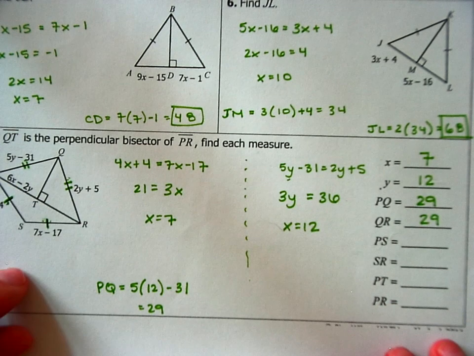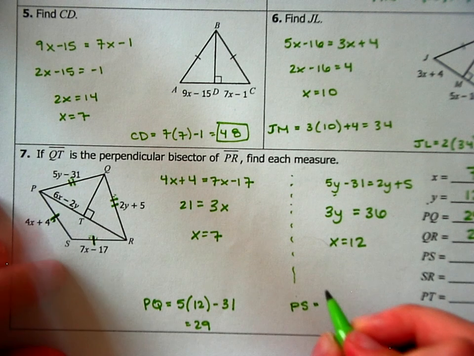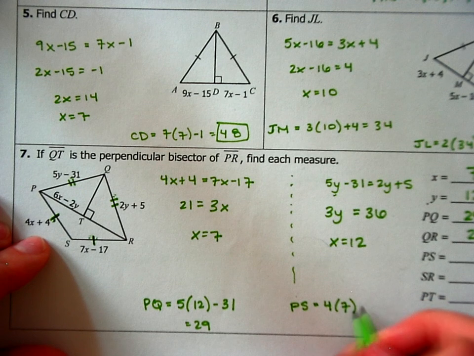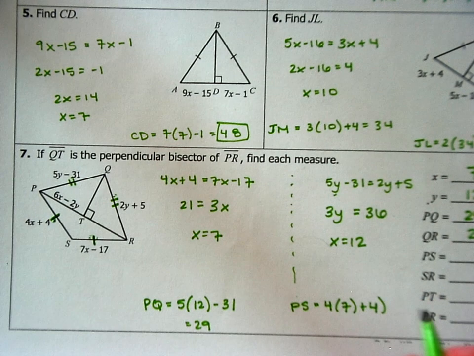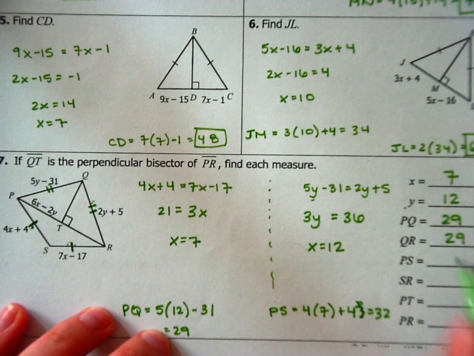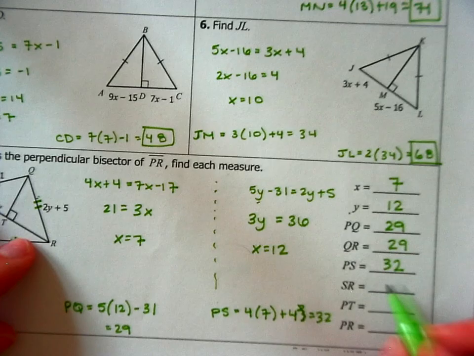All right, next one, PS. That's this one down here. That's my x value. So PS is 4 times x. Careful, our x value is 7, not 12, plus 4. So if I do 4 times 7, that's 28. And then if I add 4, that's going to give me 32. Okay. We also know that SR is the same length, so also 32.